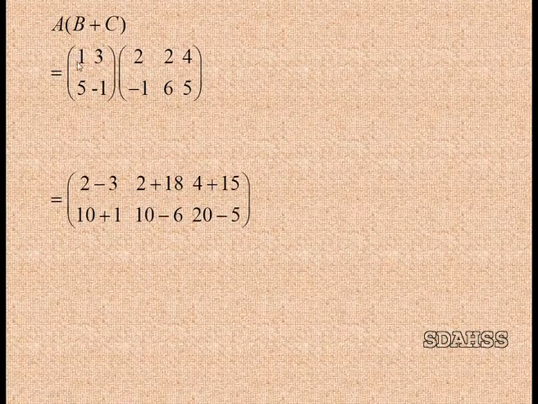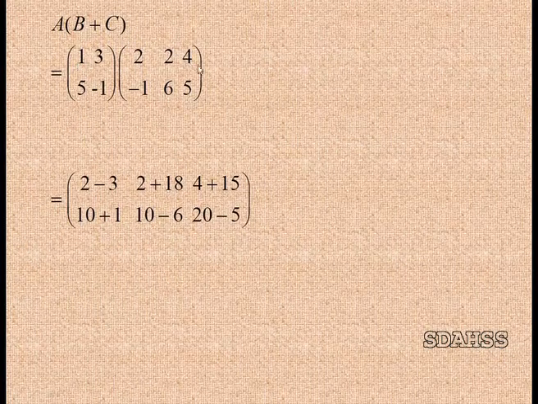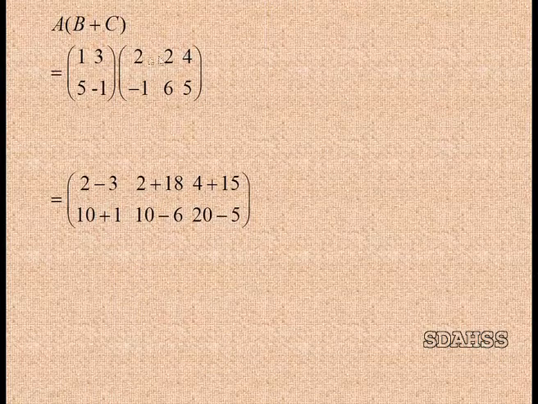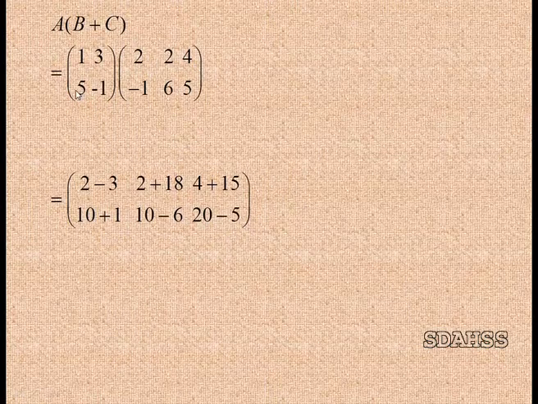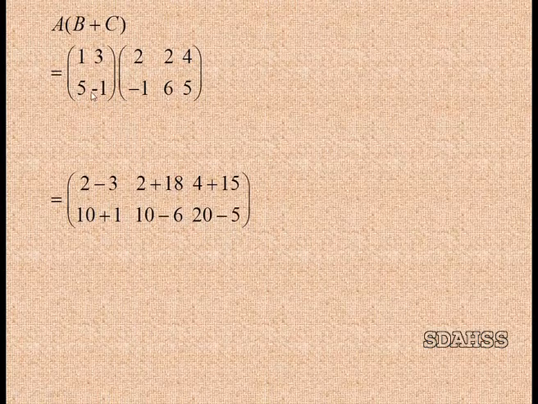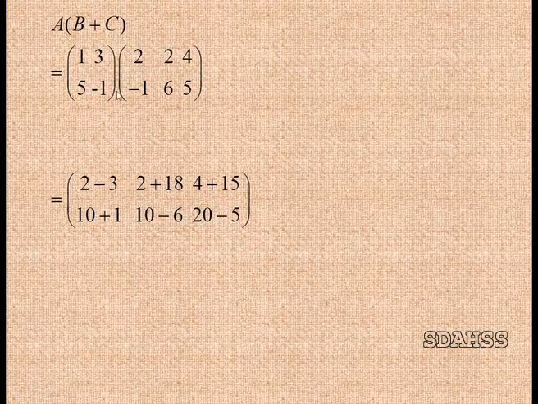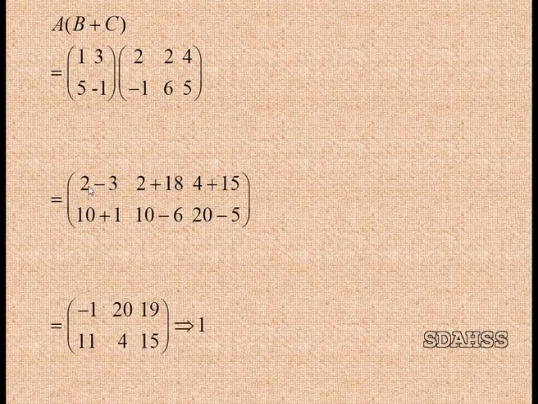Then multiply first row and third column. Then you have 1 into 4, 4, 3 5s are 15. Now multiply the second row and third column. Then you have 5 into 4, 20, minus 1 into 5, minus 5. Simplify. 2 minus 3, minus 1.